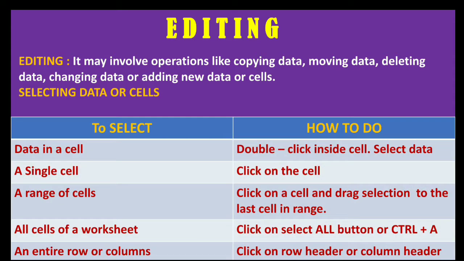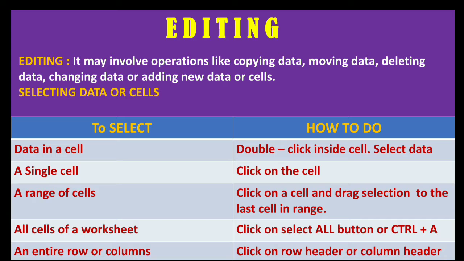To select a particular piece of data in a cell, I have to double click inside the cell and then select the data. If we want to select a single cell, you have to click on the cell. If you want to select a range of cells, you have to click on the cell and drag the selection to the last cell in the range. Range means, suppose I want to select from A2 to D5, so this is a range. So you have to click on the first cell, that is A2, and drag it till D5.